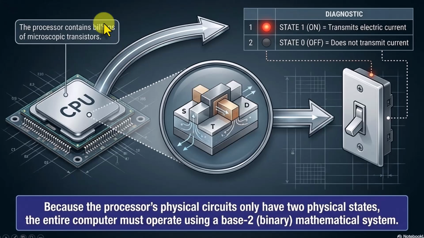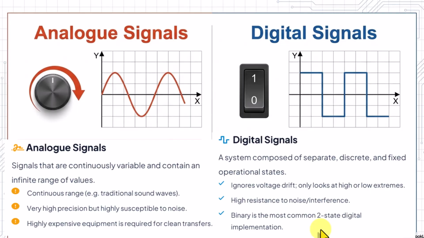The processor contains billions of microscopic transistors, and each transistor is in the state of on or off, 1 or 0. On simply means it transmits electric current, and off means it does not transmit electric current. Because the processor's physical circuit only has two physical states, the entire computer must operate using a base 2, or binary, mathematical system. So every piece of information, every data that you have, must be changed to binary.